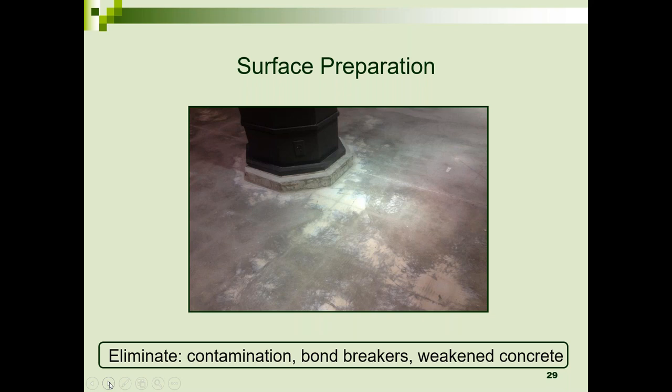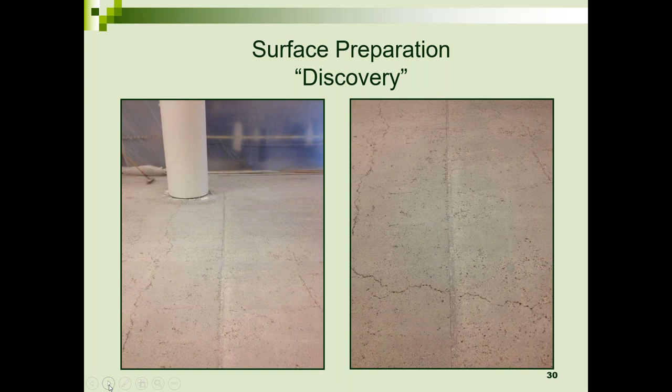Surface prep is required for self-leveling underlayments. Anything that's a bond breaker, dirt, oil, grease, residual mortars, anything foreign on the surface needs to be removed. If the concrete is defective, that defective or weakened concrete also needs to be removed. So the performance of the underlayment and the tile assembly above it is only as good as the substrate.